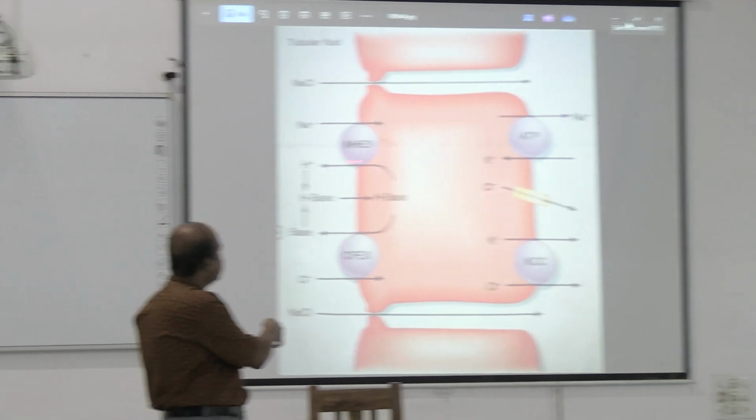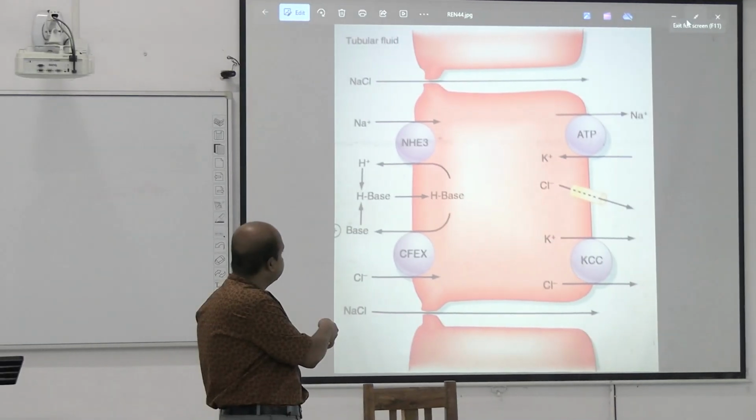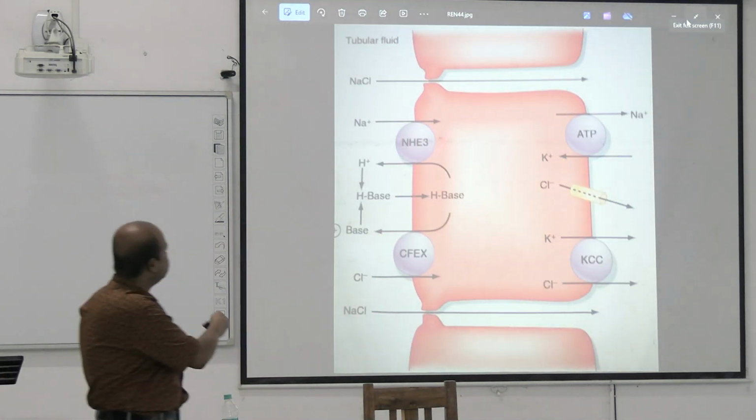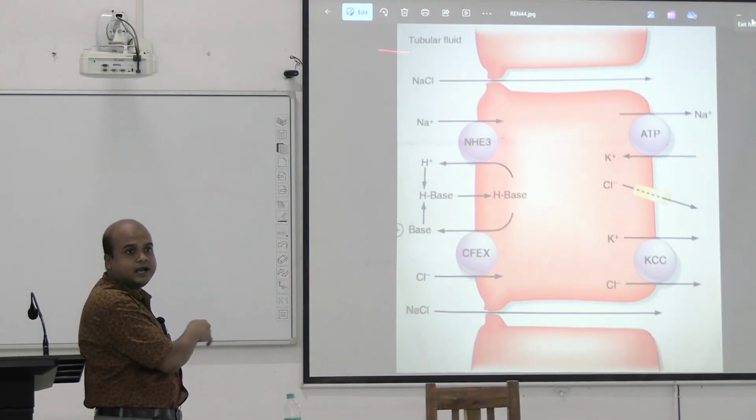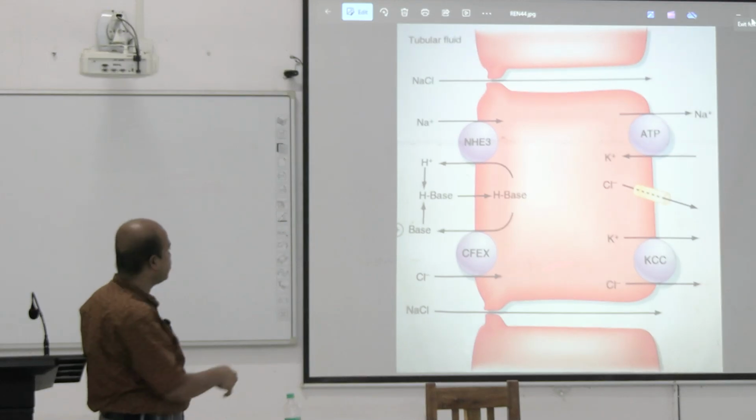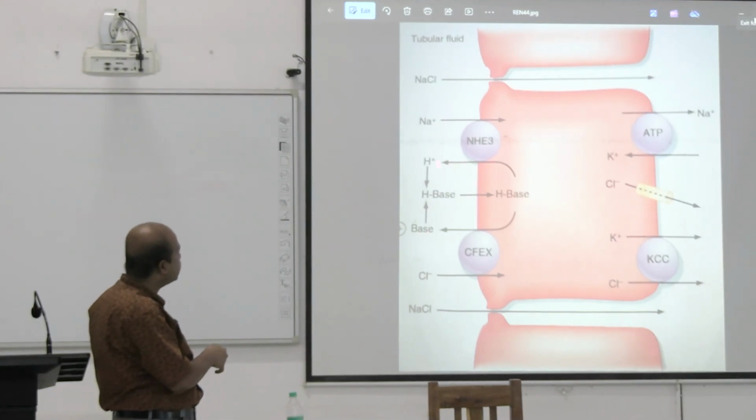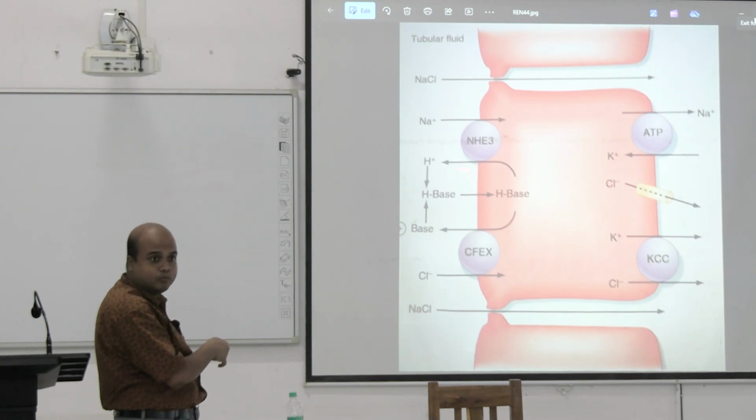Again, the sodium-hydrogen antiporter, NHE3 here. Sometimes it is NHE1, NHE3. If you don't remember the name, write sodium-hydrogen antiporter. So sodium is going in, and hydrogen and base are both coming out and combining again in the lumen into hydrogen base, and this is recycling.